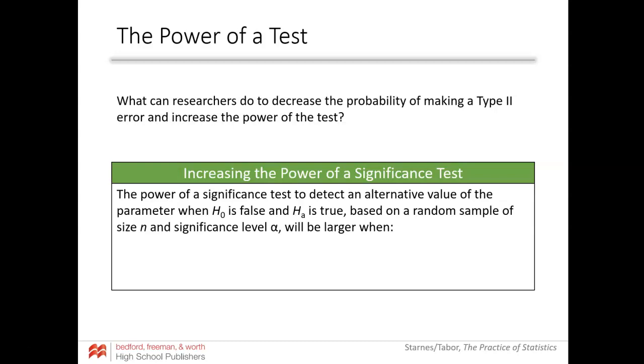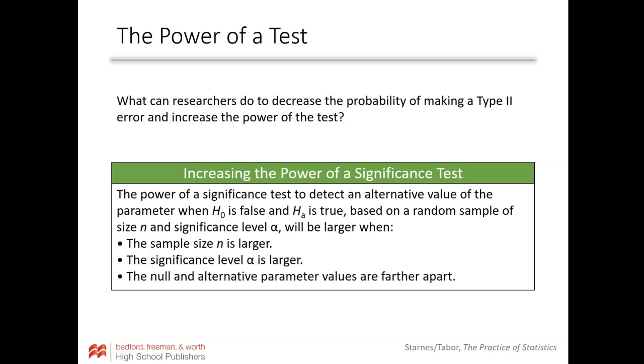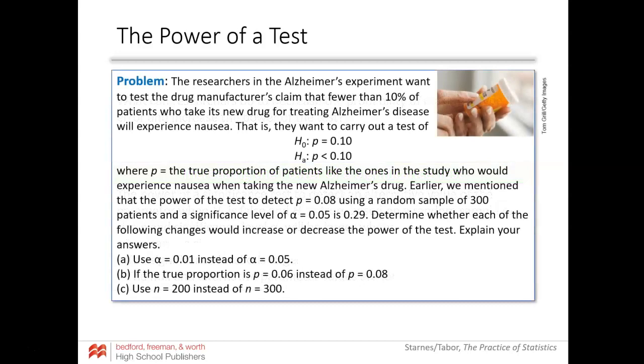All they're saying here is, how do we increase the power of a significance test? Well, here's how you can do it. You can increase the sample size, or you could increase the significance level, or the null and alternative parameter values are farther apart. Okay. So this next question, we're going to quiz you. They're going to say, which one of these would increase the power? Or would it increase or decrease the power?